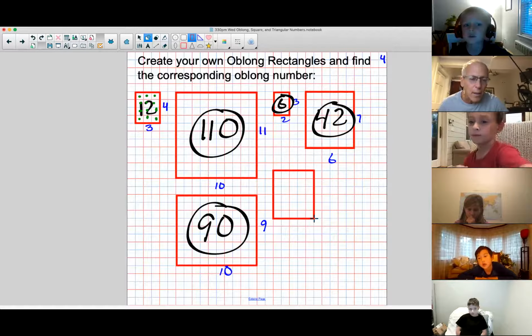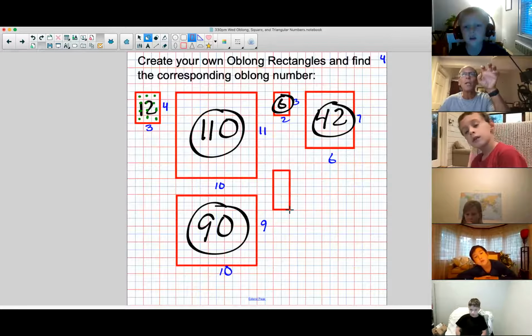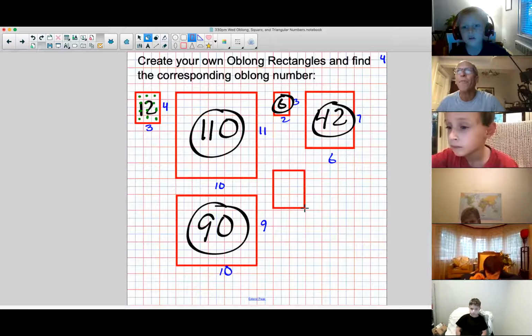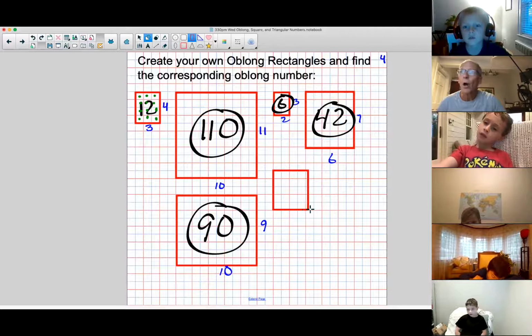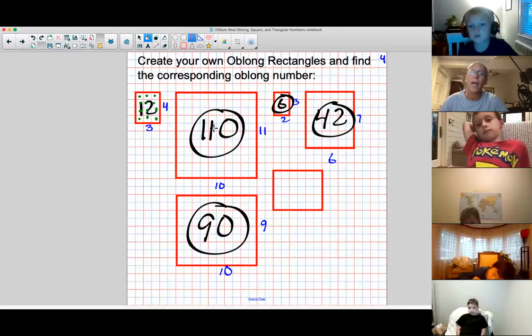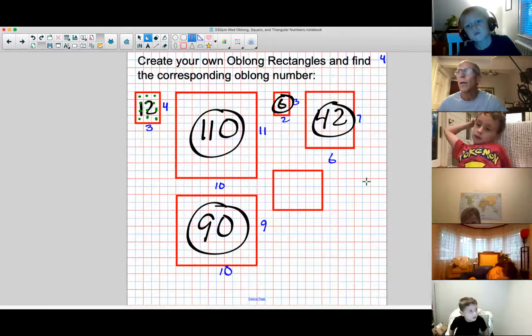Five by what? Two. Okay, so five by two is a beautiful rectangle, but it's not oblong, because an oblong rectangle has to be a number by a number that's next to it. So you could do five by four or five by six. Which one do you want to do? Okay, so why don't you figure out what that is as an oblong number, and I'm going to take Aiden's right now. Go, Aiden. Three by two.